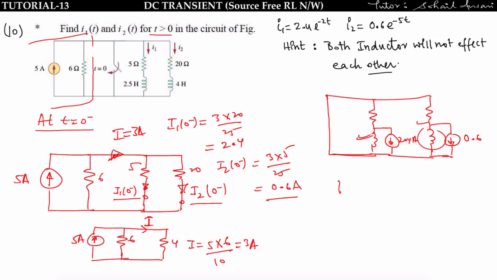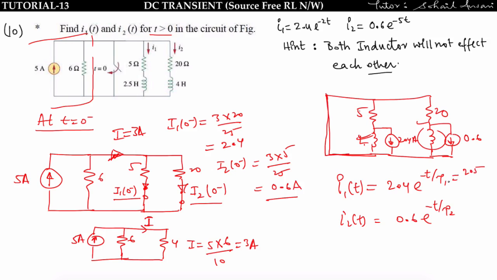Okay, so finally I can say that I1 of t is equal to, we can separate this circuit. So I1 of t is equal to 2.4 e to the power minus t upon tau 1, and I2 of t is equal to 0.6 e to the power minus t upon tau 2, where tau 1 can be found by L upon R. We will not include this because of this short circuited path, both are separated. So tau 1 I will get 2.5 upon R is equal to 5, and tau 2 I will get 4 by 20. In this way we can find the response.